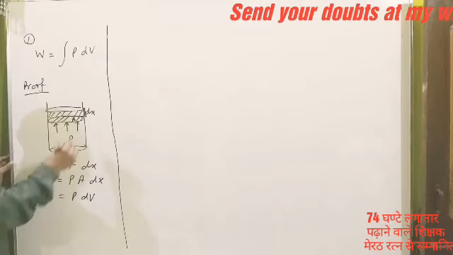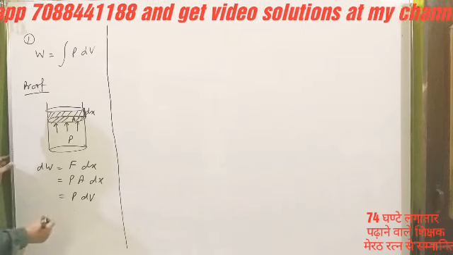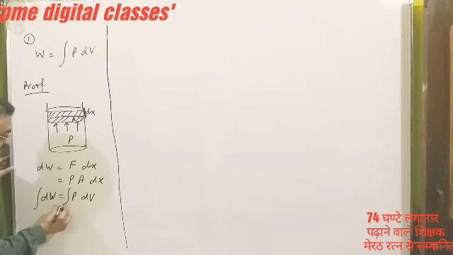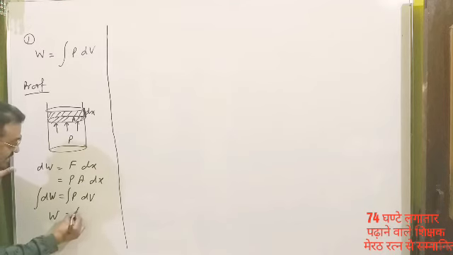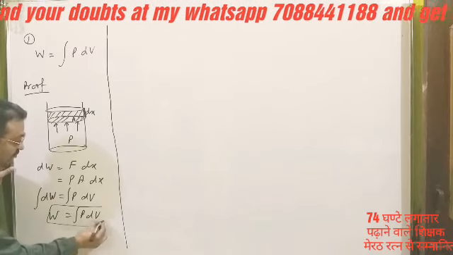Why do we call it dV? Because the displacement is very small, therefore this volume is very small, we can call it dV. It is dW. Now integrating both sides, you will get W is equal to integral P dV. This is the formula for the work done during the expansion of any gas.